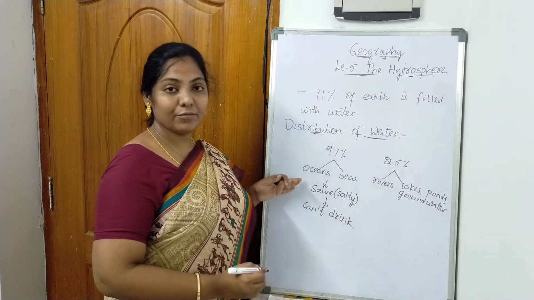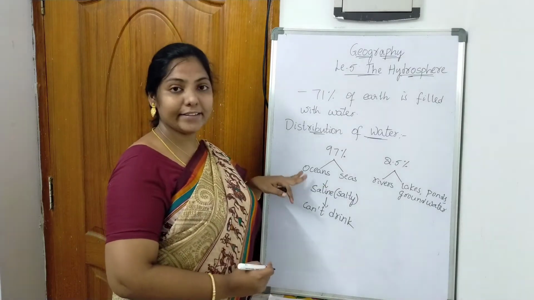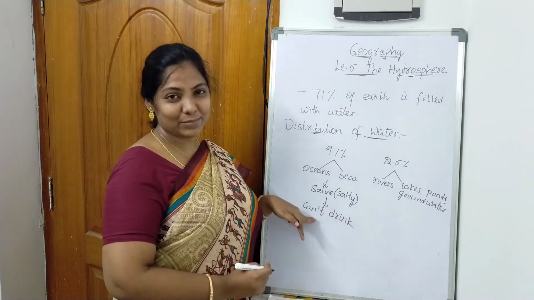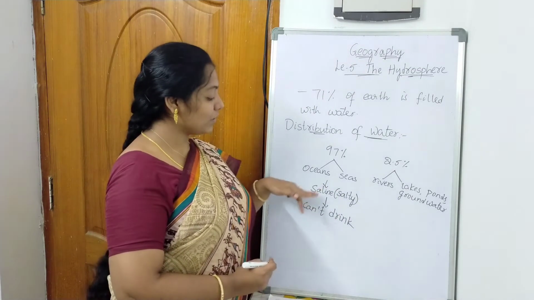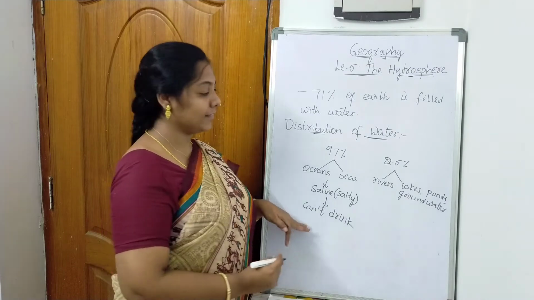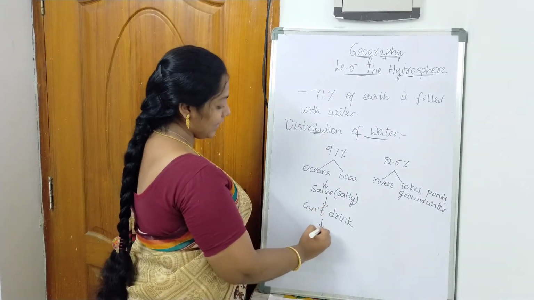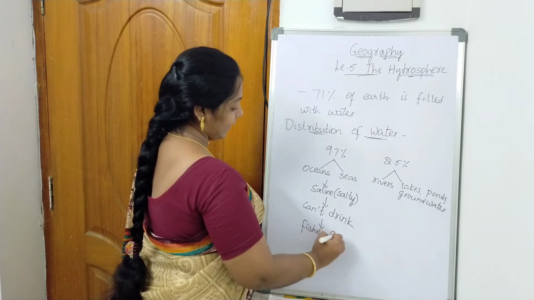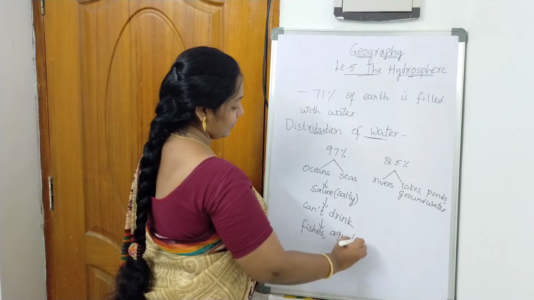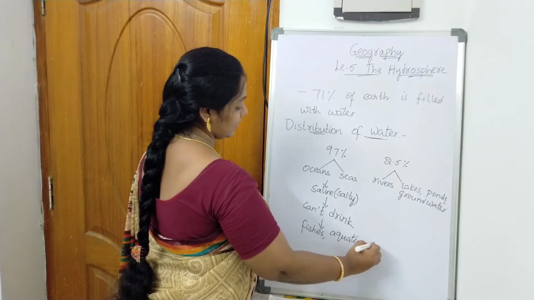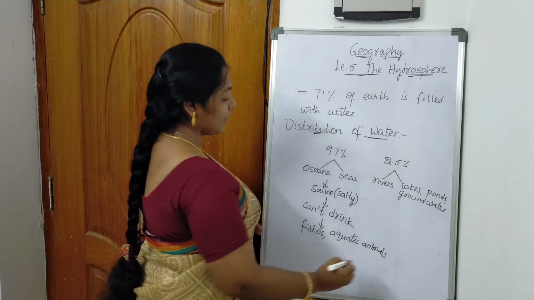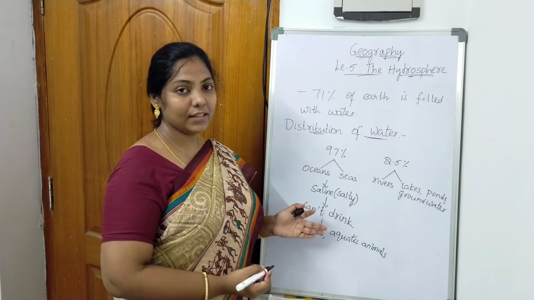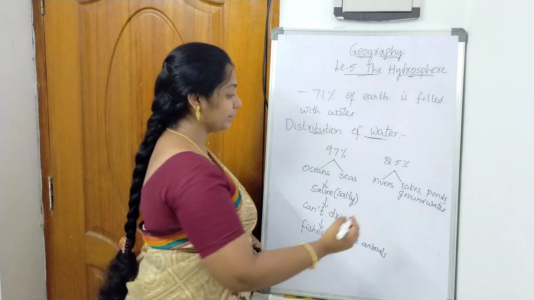So the water there in oceans and seas will be saline. That means the water is salt in taste. And can we drink salty water? No. This water is not suitable for drinking. Some animals like fishes and aquatic animals can survive in oceans and seas, but humans cannot use this water for drinking and for their works.